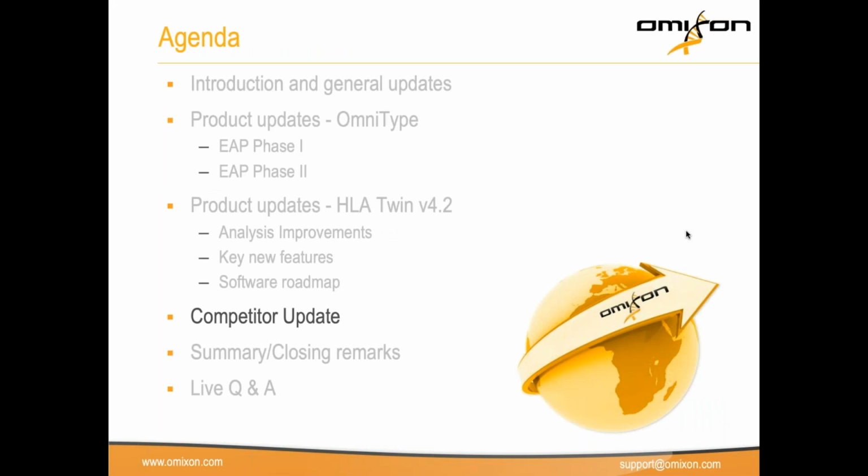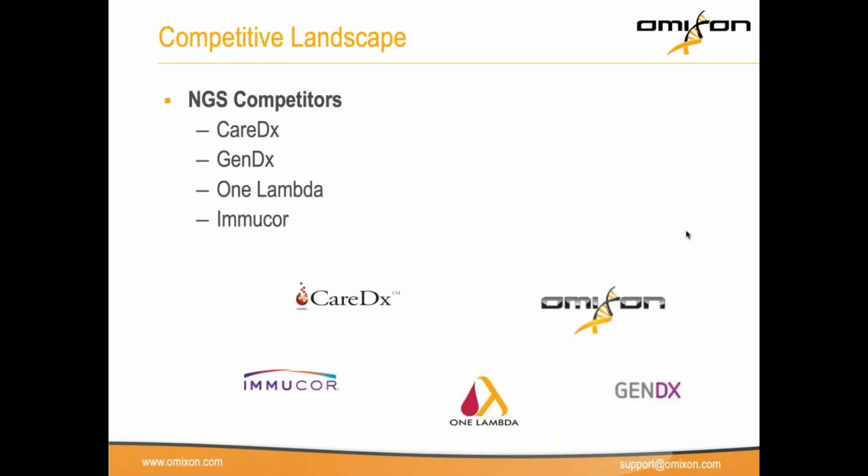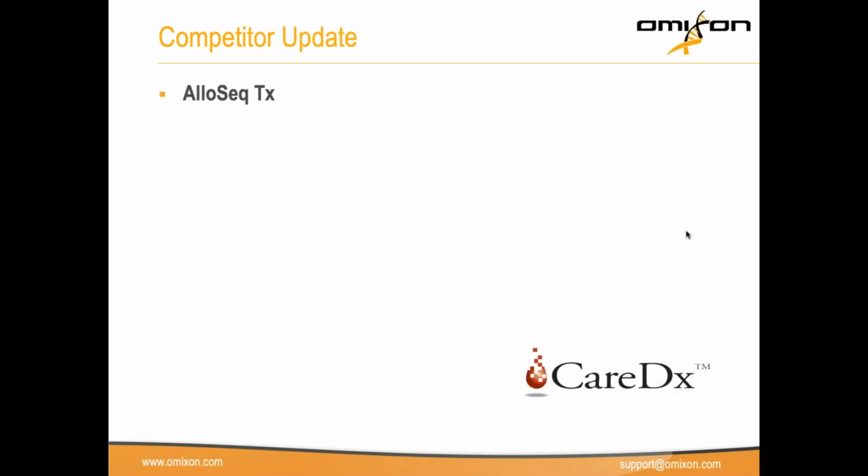Okay, so this is all of the product updates that I had for you. I know that I'm actually running a little bit short in time, but I would like to go through the competitor updates very briefly, although there are really not that many from the last time that we talked. So the competitive landscape, nothing has changed here. Our NGS competitors are CareDx, GenDx, Lambda, Immucor, and of course us, Omixon.